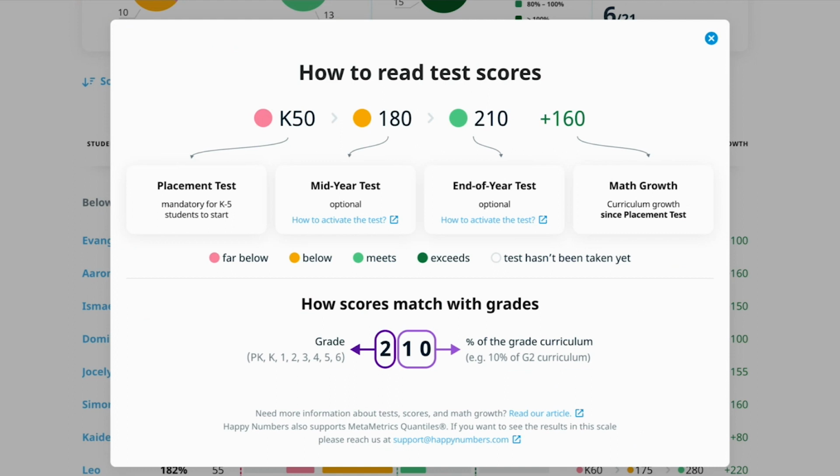You can see 3 assessment results: K50, 180, and 210. The first letter or digit represents the grade level, and the subsequent 2 digits indicate the percentage of the curriculum mastered at that level. A score of K50 indicates that a student is about 50% above the start of the kindergarten curriculum. Similarly, a score of 180 refers to 80% above the start of the first grade curriculum, and a score of 210 refers to 10% above the start of the second grade curriculum.